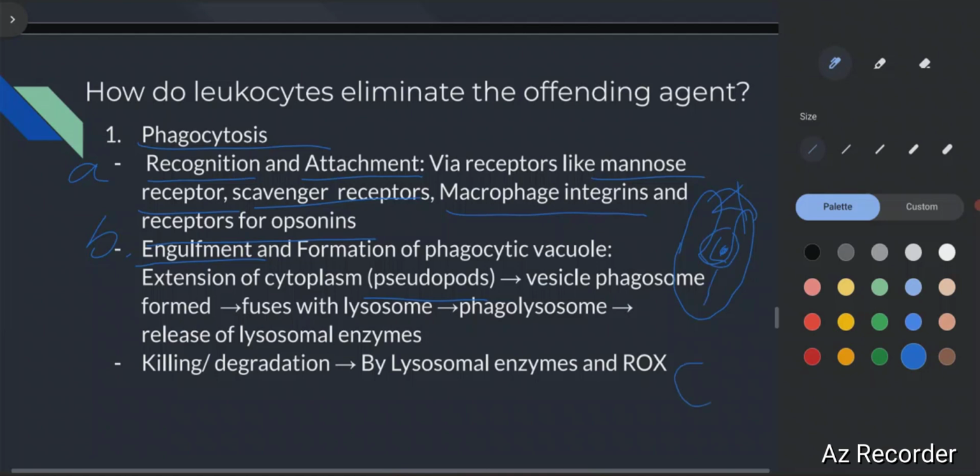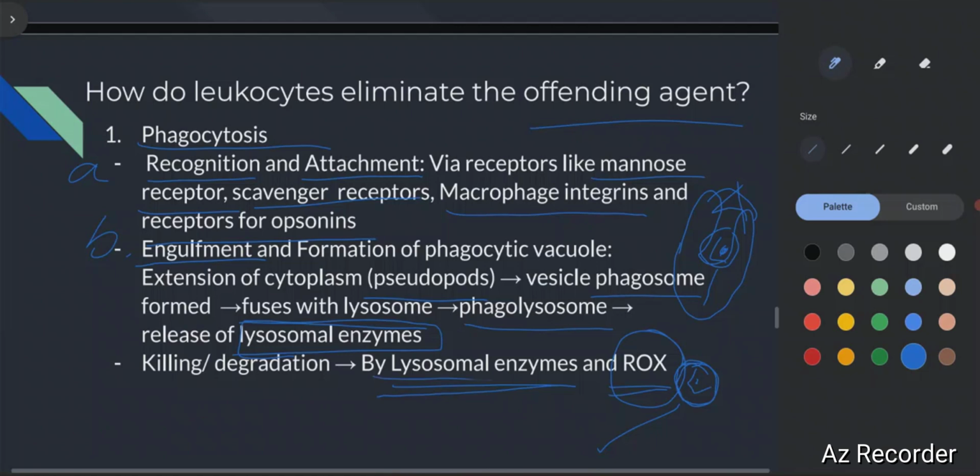then detaches from the plasma membrane, and finally you will have a membrane bound vesicle in which you will have your receptor and antigen. This vesicle is known as phagosome. Then this phagosome is fused with lysosome, forming phagolysosome. Then there is massive release of lysosomal enzymes. Right? This was the one way by which phagocytes eliminate the offending agent. They use their lysosomal enzymes, or they can form reactive oxygen species. We will come on this part in a while.